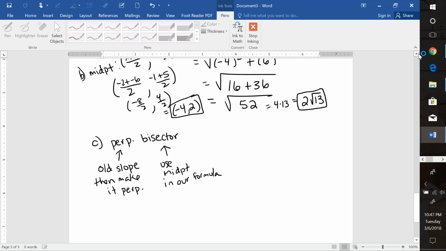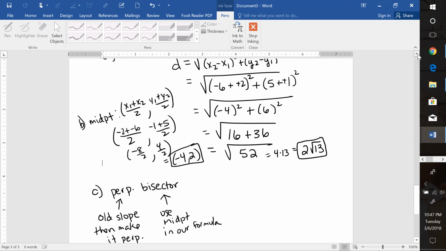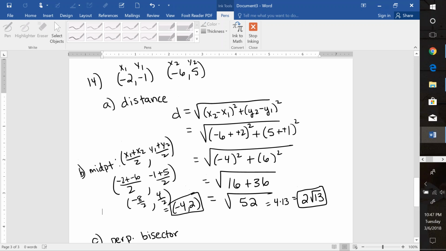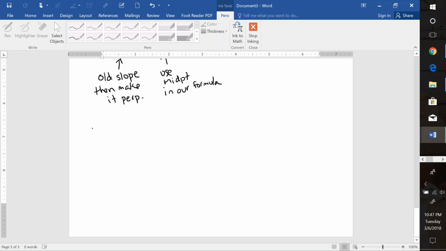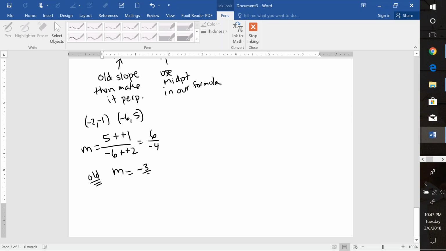So the original 2 points, if we look back up here, we do have to do something with them. We have to find their old slope because we want something perpendicular to these two. So I'm going to write it again down here. -2, -1, and -6, 5. So I'm going to find the slope of this. That'd be 5 minus -1, because that's my y's, over -6 minus -2. Plus, plus, plus, plus, because of the double negatives. So that's 6 over -4, or my old slope, this is the original slope, is -3/2.